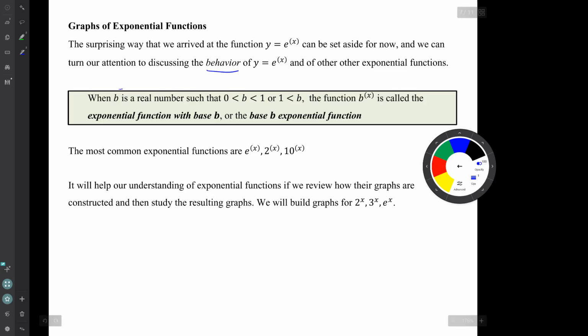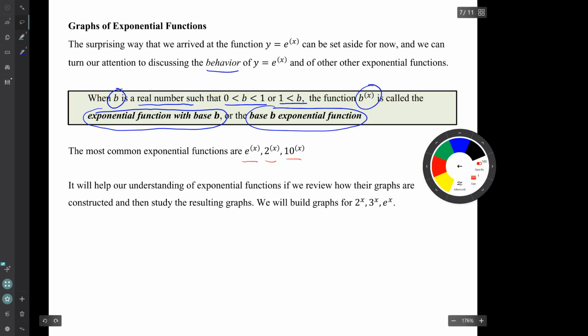So more generally, if you have b a real number such that b is between 0 and 1 or b is greater than 1, then the function b raised to the x power is called the exponential function with base b, or the base b exponential function. Now the most common exponential functions are e to the x, the one that we just saw, 2 to the x, and 10 to the x.